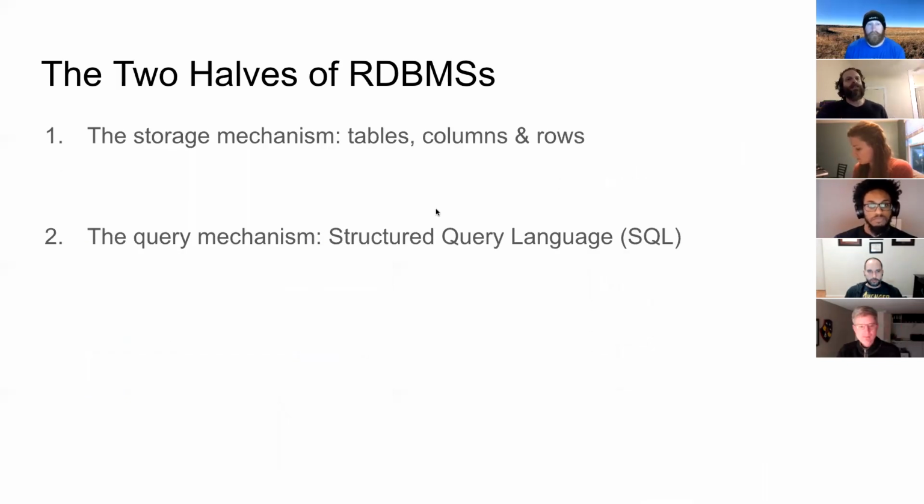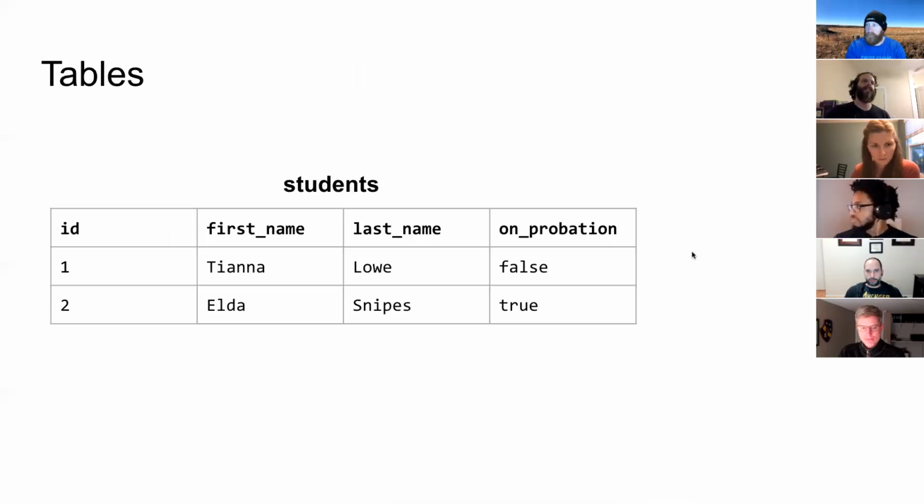Okay, so we have this storage mechanism. This is basically the structure of your database: tables, columns, and rows, and then how you not just query, but how you can modify your tables. So here is a representation of a table.